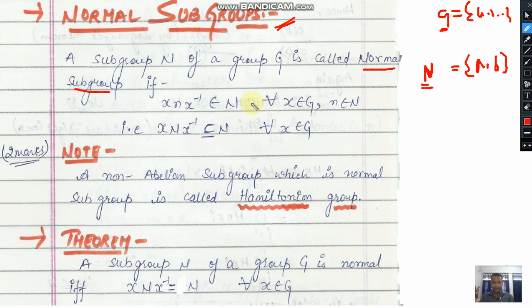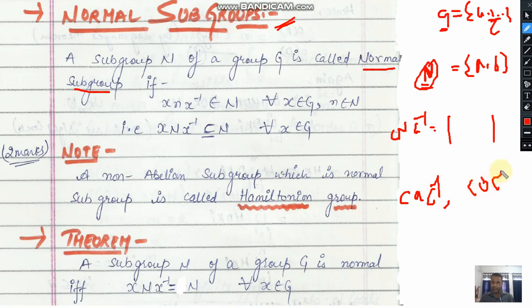If you take any element from G, let us suppose I take element C from group G, and I multiply this N in this manner, by C and C inverse, then this will be a new set, and the elements of this set will be of the style C A C inverse, and the next element will be C B C inverse. Then these will be the new elements.